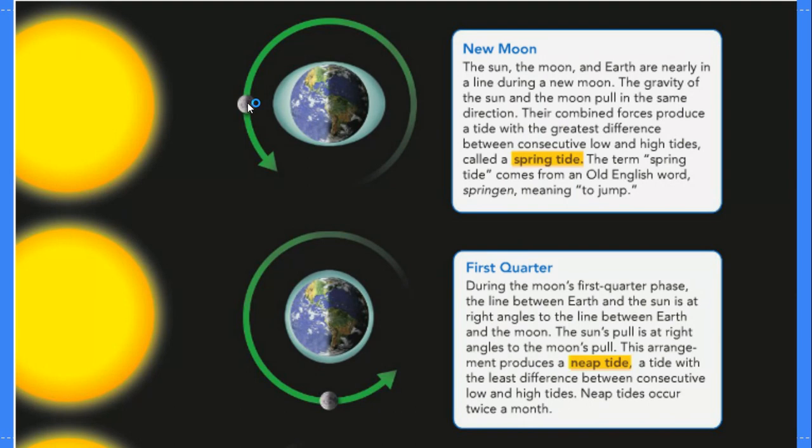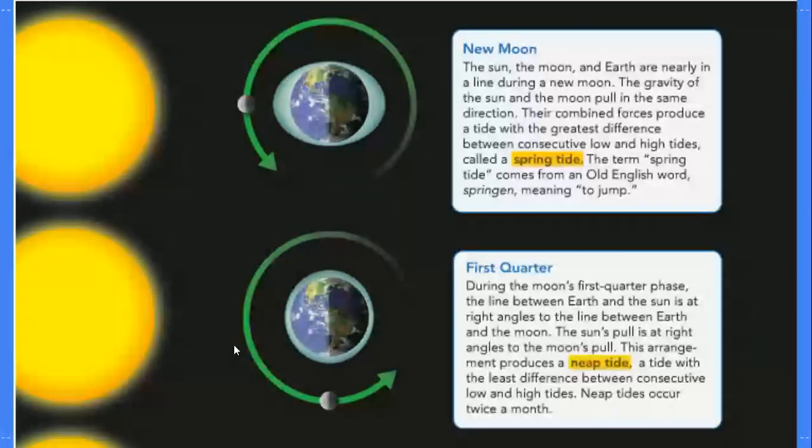Now something else is happening too. The pull of gravity, because here you see the sun, the moon, and the earth are all in a straight line. So we have a lot of gravity being pulled on the earth, and that's what's creating this bulge right here on this side and on the other side as well. So we have higher than normal high tides, and this is called a spring tide.